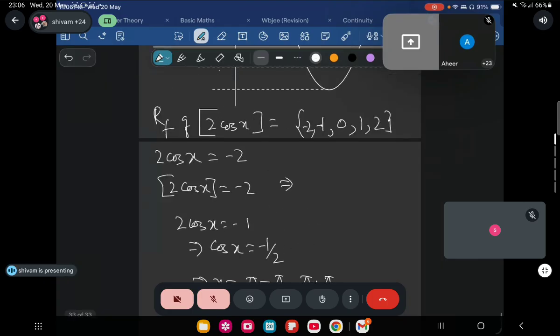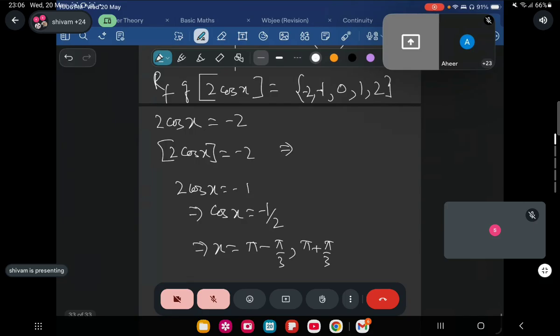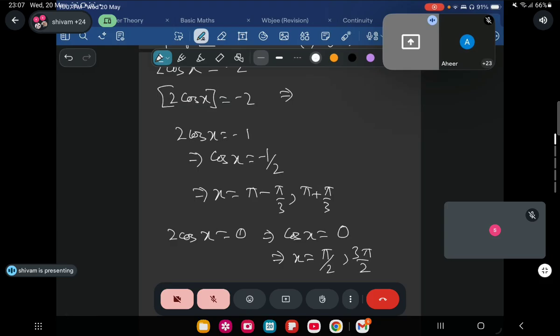Next. Achha, for 2 cos x equal to minus 2, I'll get only pi. But it will just be minus 2. It is of no use. Achha, next. For 2 cos x equal to 0, what's the value of cos x? Cos x will be equal to 0 only. This implies x equal to pi by 2 and 3 pi by 2. So these are another 2 points of discontinuity.